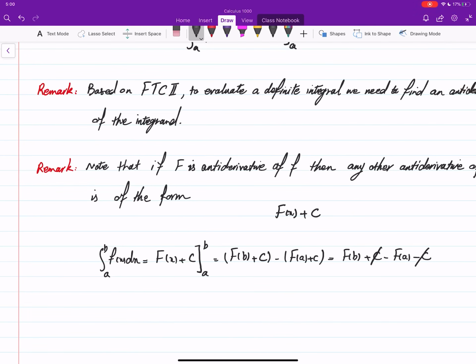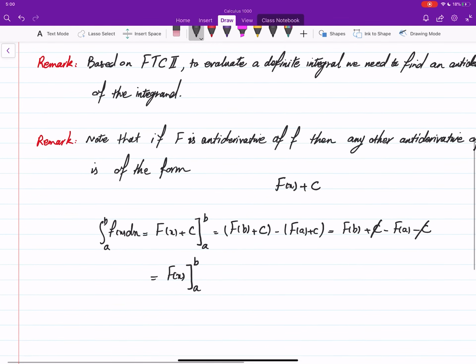And what we found here is that this is F of x evaluated at the upper limit minus evaluated at the lower limit. What this says is that it doesn't matter which one of the antiderivatives you take. The difference of the values of that antiderivative at upper minus lower is going to be the same number. So there is no issue of which one of the antiderivatives you want to choose. Okay.